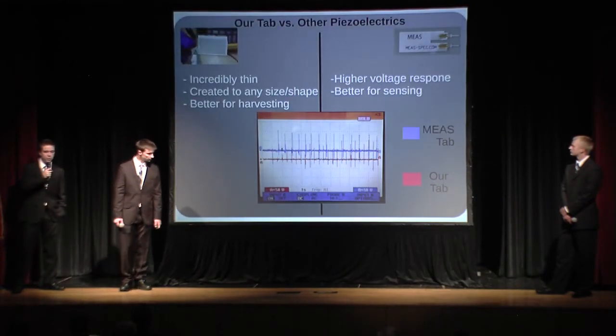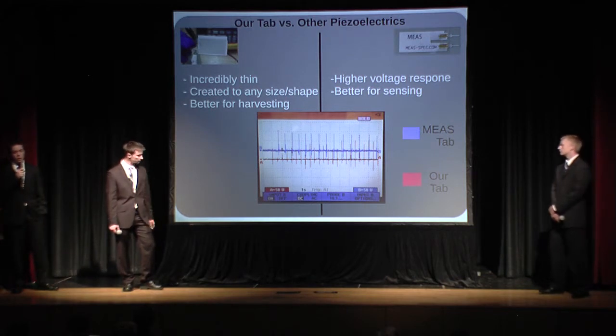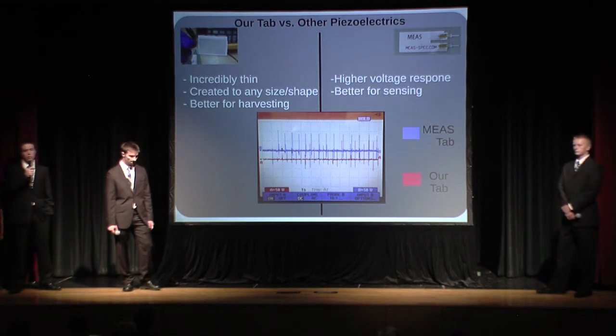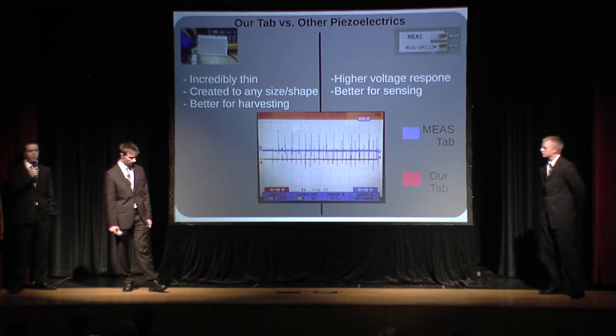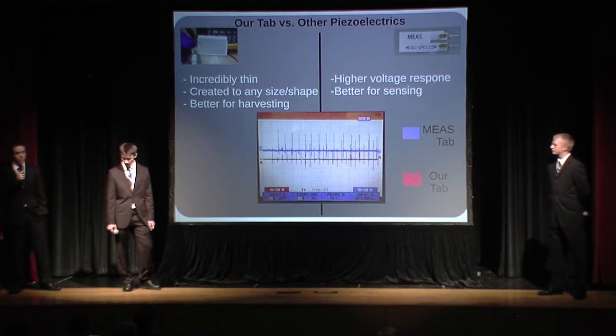Now the difference between the two tabs is because we electrospun ours, we have the ability to make it any size or any shape that we want it, and we can put that anywhere. And because ours gives us the highest response when we apply the hitting motion downwards onto it, it's better for energy harvesting, while the Measurement Specialities tab is a lot better for sensing.